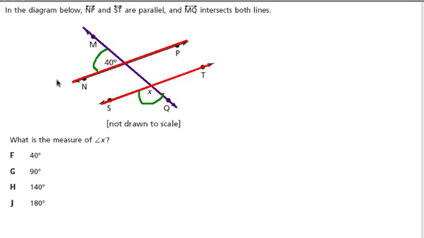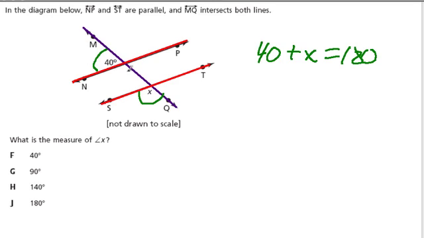I feel like the most straightforward way is to realize that these two green angles have to add up to 180. So 40 plus X has to equal 180. And a couple of ways to think about this is that these are both exterior angles. They're on the outside, right?